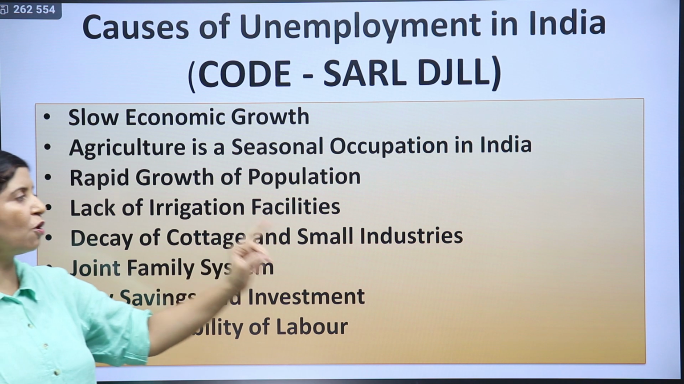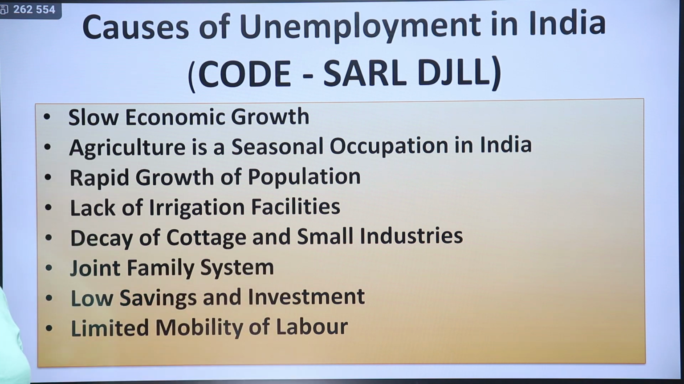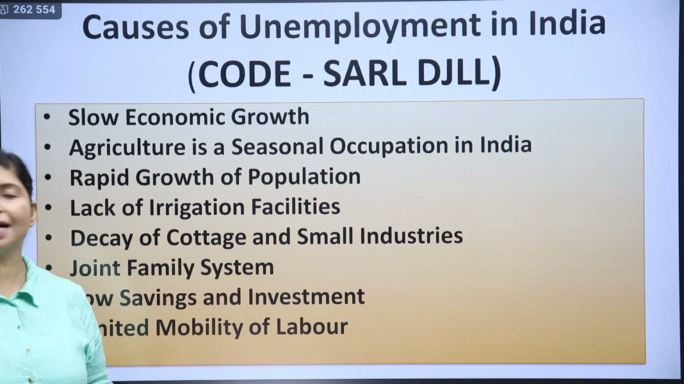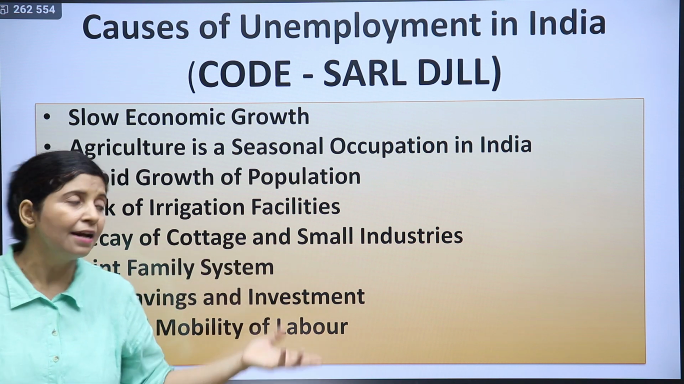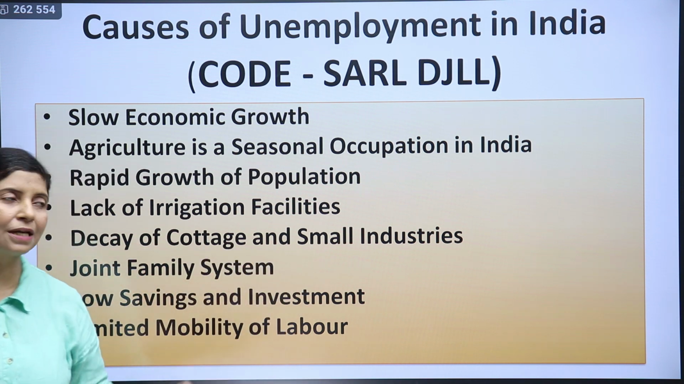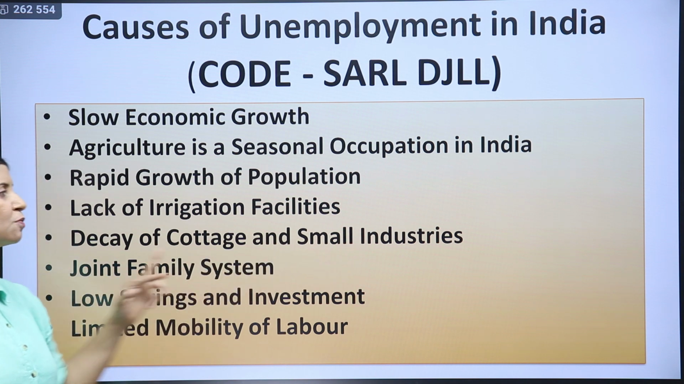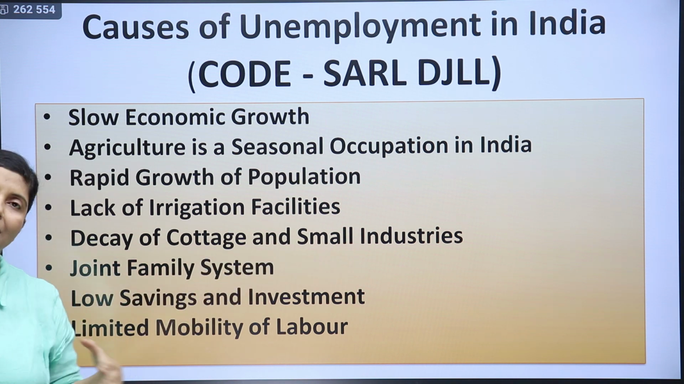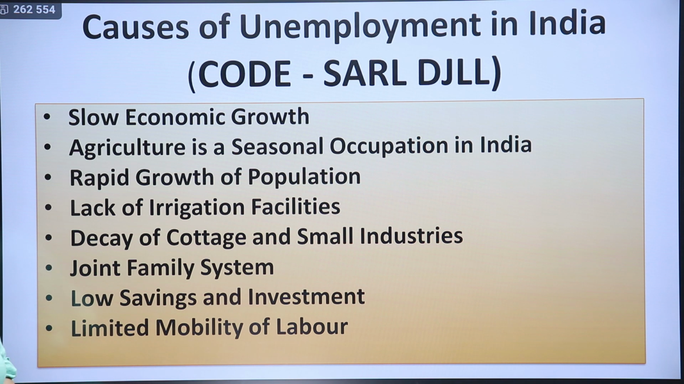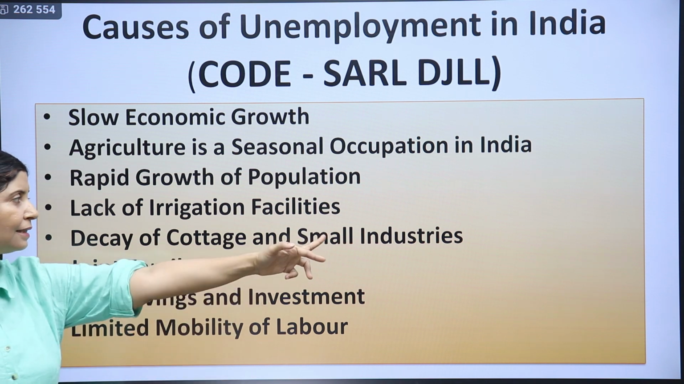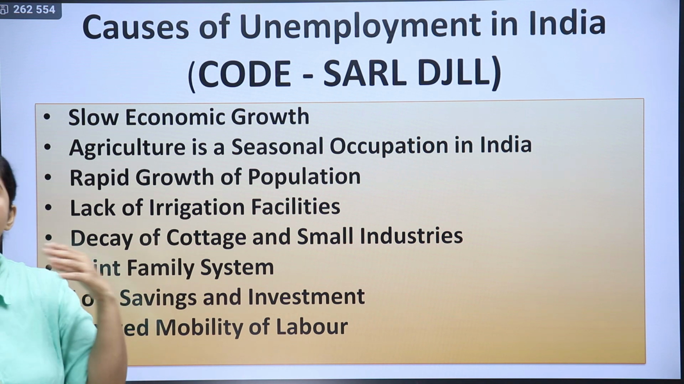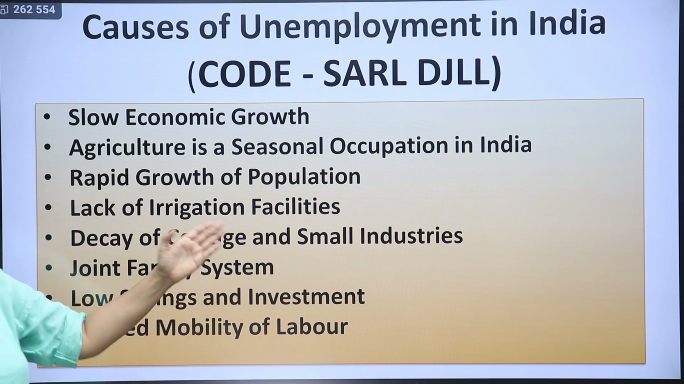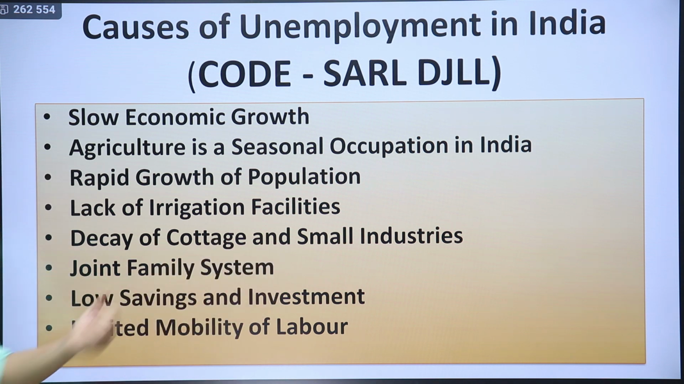Then decay of cottage and small scale industries. These industries are slowly getting destroyed, and they are not getting replenished, and the government is not helping them enough to get revived, and that is the reason people are losing jobs. And these cottage and small scale industries are responsible for providing the maximum number of jobs to Indians, because India is such a vast nation, and these industries can be done with decentralization, and they can be established anywhere with a smaller amount of funds. Something should be done to generate employment through these industries.